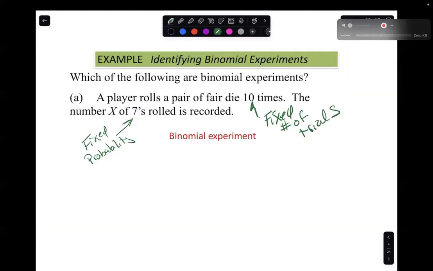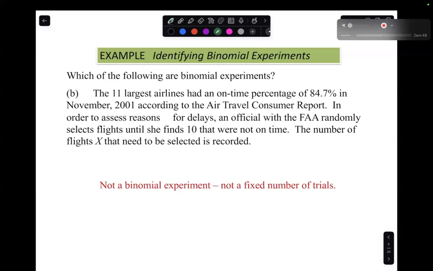So let's take a look at the next one. Okay. I wish I wouldn't have had the answer on here, but it's too late now. So the 11 largest airlines had an on-time percentage of 84.7% in November 2001, according to the Air Travel Consumer Report. In order to assess the reasons for delays, an official with the FAA randomly selects flights until she finds 10 that were not on time. The number of flights that need to be selected is recorded.